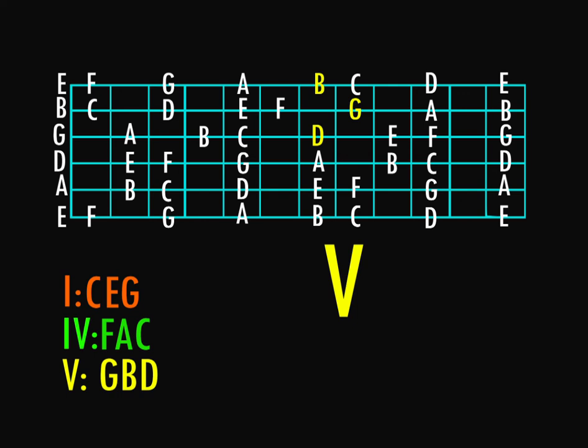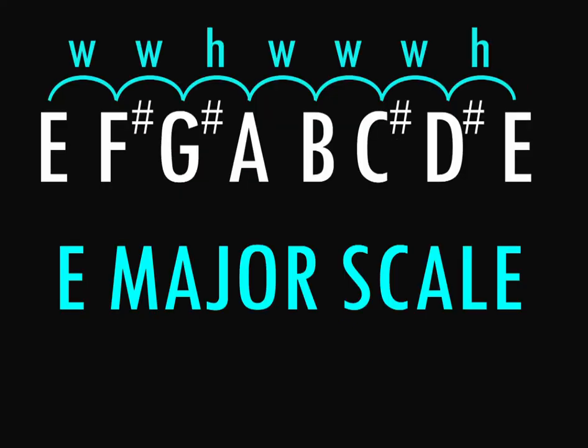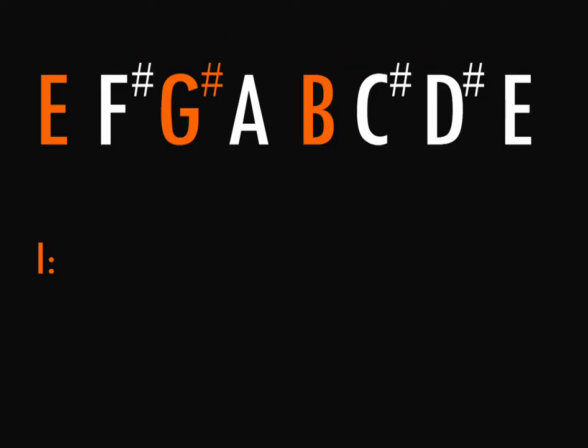I will show you this again, but in the key of E. Here is our E major scale, and here is our first triad. It's an E major triad. E is our 1, G sharp is our major third, and B is our 5th. Notice how I counted up from E.